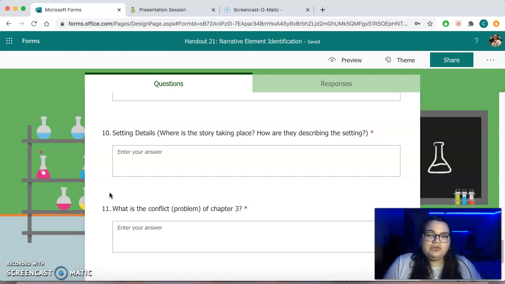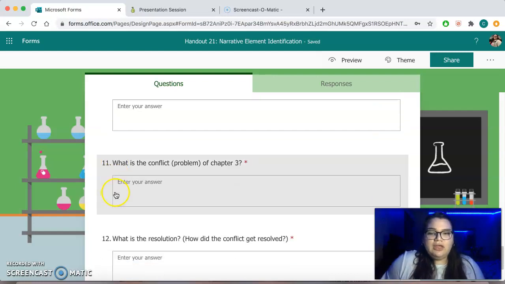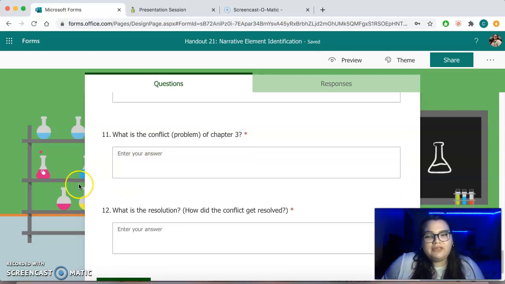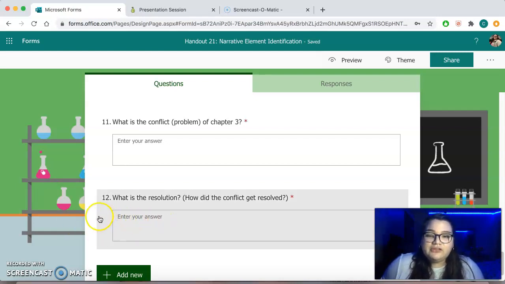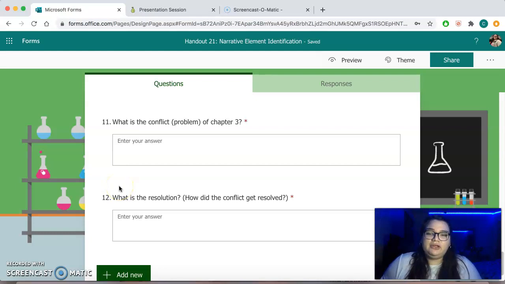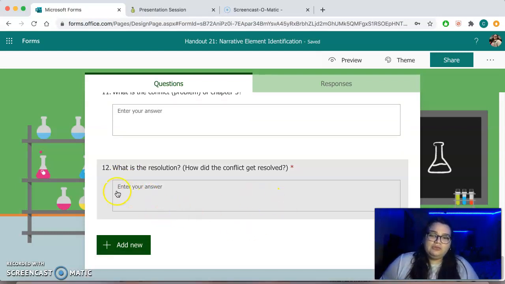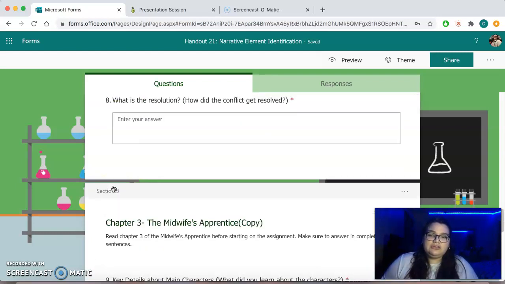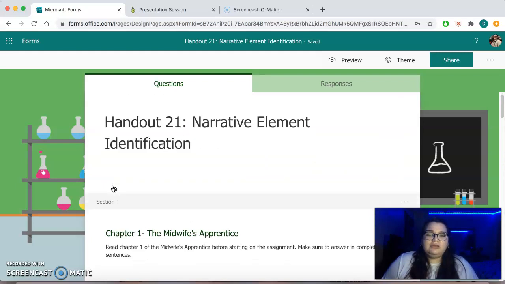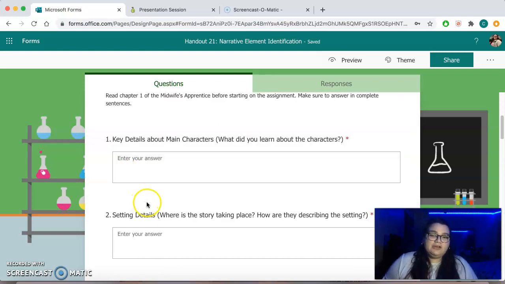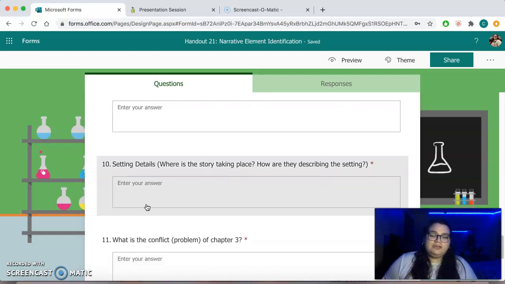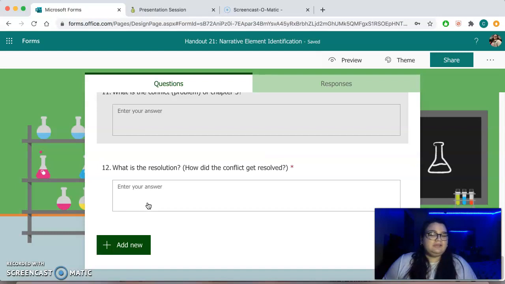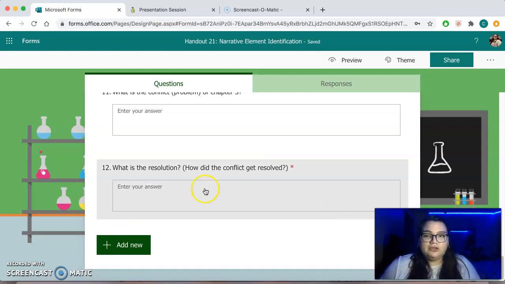Again, any setting details. Has the setting changed? How has the setting changed? Where are they now? And then the conflict. What is the problem of that chapter? Just chapter 3. And then what was the resolution of the problem in chapter 3? Once you get to the third section, then you're done. So I would recommend either read all 3 chapters and then get started, or read chapter 1, complete section 1, read chapter 2, complete section 2, read chapter 3, complete section 3, whatever works best for you.